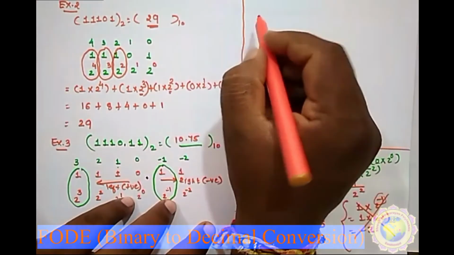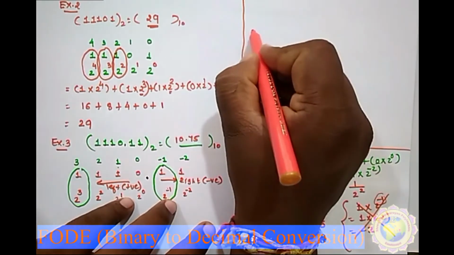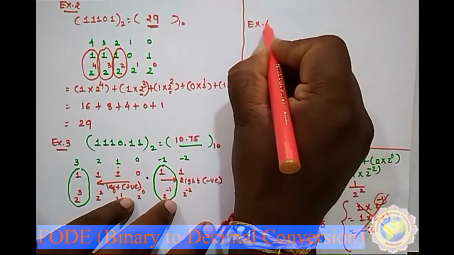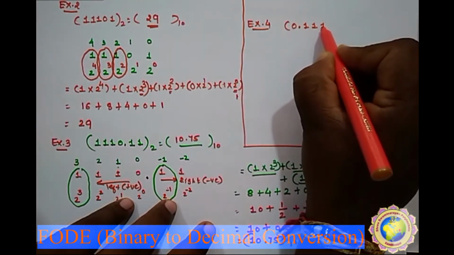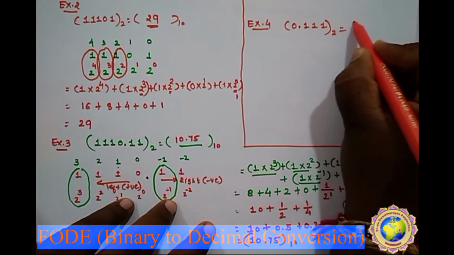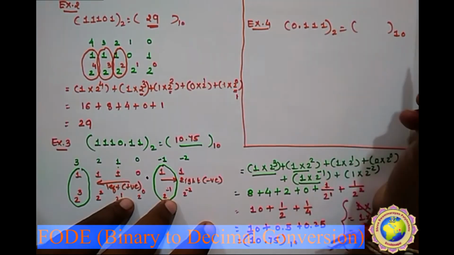Okay, now we are going to example number 4. You have been given a number that is 0.111, and this number is in binary and you have to convert it into decimal.